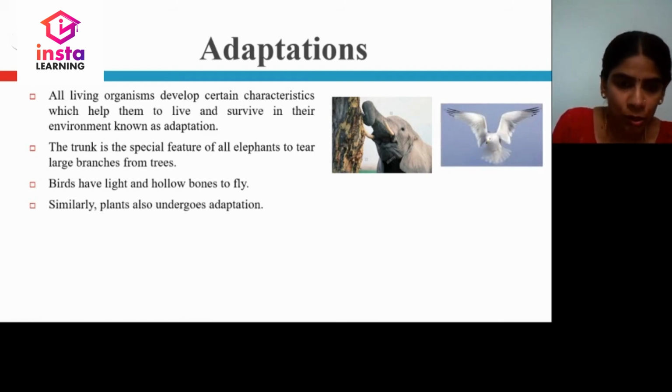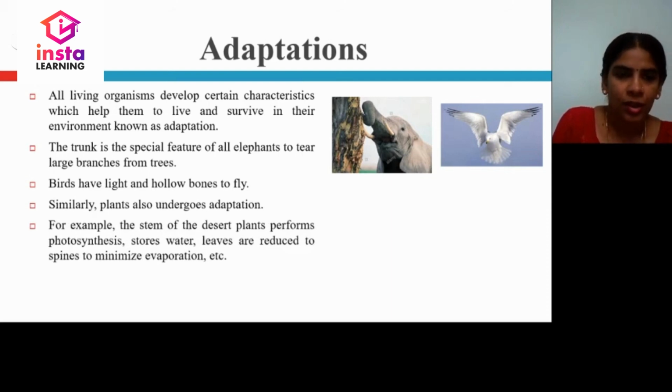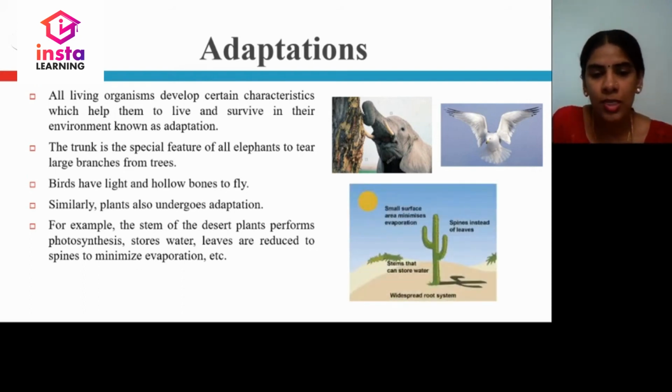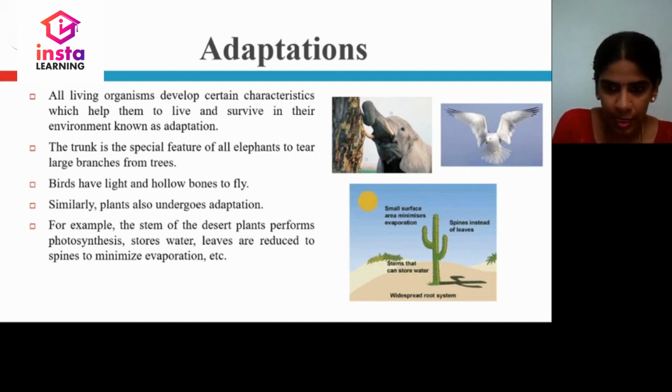Plants also undergo adaptation. The stem of the desert plant performs photosynthesis, stores water, reduces its leaves to spines to minimize the evaporation, because in desert we cannot see water, and so they don't want to lose the water, and in order to store the water, the leaves will become spines, so that the evaporation is reduced.